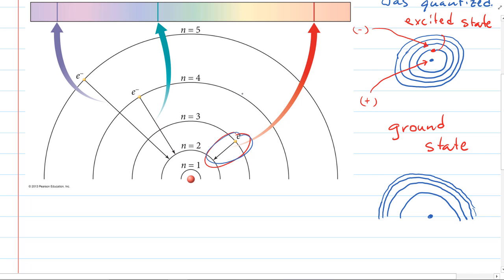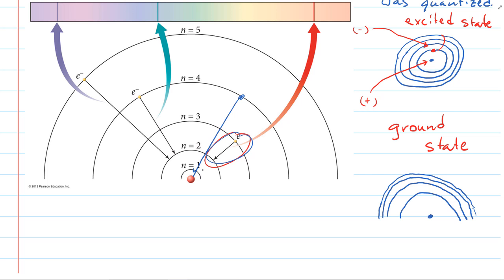Turns out that a jump from the fourth level down to the first, this jump is too large. This would be one that has a greater amount of energy, and a greater amount of energy is going to be one that corresponds to a shorter wavelength. Because as you came in here, the relationship between energy and wavelength is an inverse relationship.